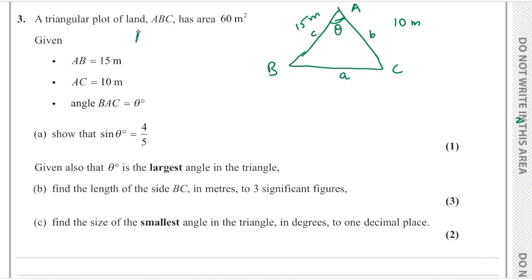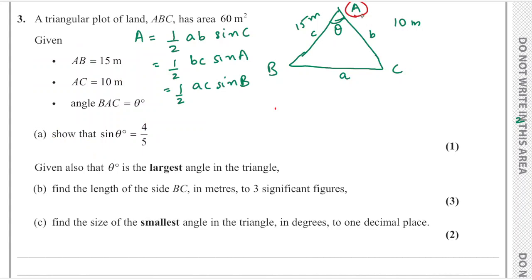We know that the area of a triangle can be written as half AB sine C, or it can be written as half BC sine A, or it can be written as half AC sine B. You can use the appropriate formula that can be applicable over here. So here we know angle A, we need to involve that angle A in the formula. So we need to use this formula for the area. Okay, so area is a known quantity over here.